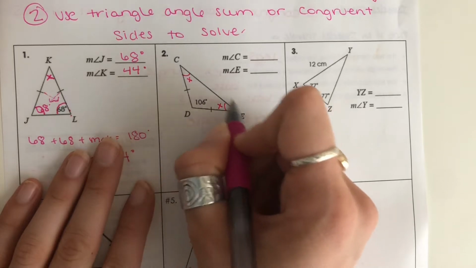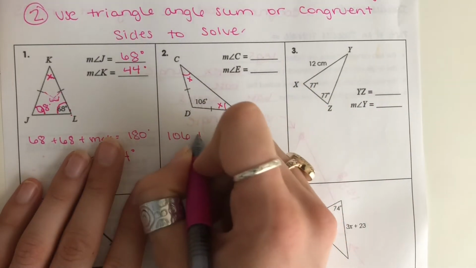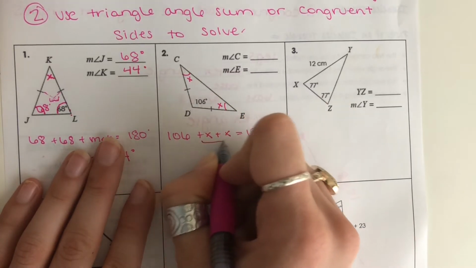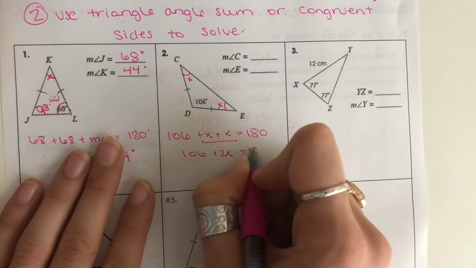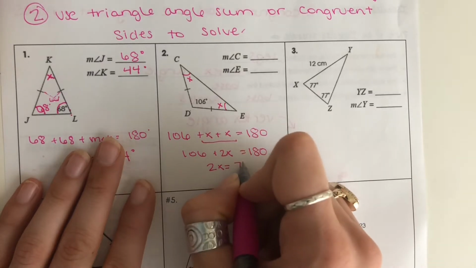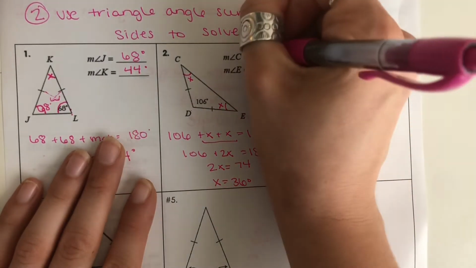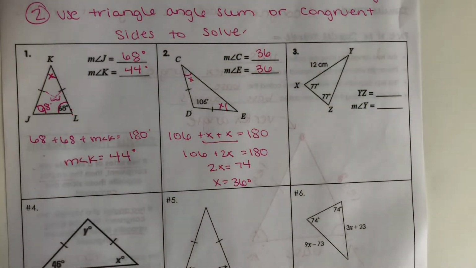So we can set up an equation where all 3 of these add up to 180. So 106 plus X plus X equals 180. Combine like terms, you get 106 plus 2X equals 180. Subtract, you get 2X equals 74. So then X equals 36 degrees. So now both of these are 36 degrees.